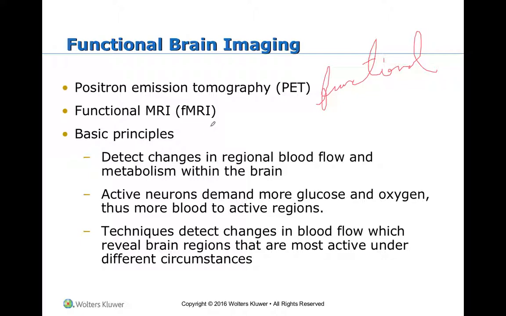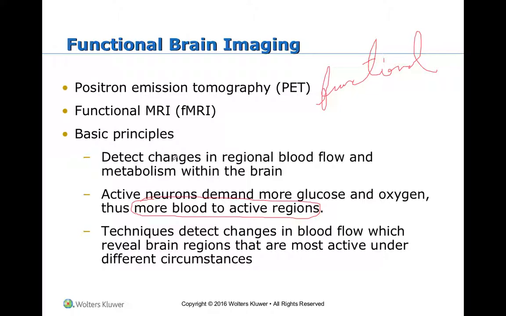So the basic principles of fMRI are that we're detecting changes in blood flow and metabolism. If you think about what your neurons and brain cells need in order to survive, they need glucose and oxygen, which is found in the blood. So more active neurons demand more glucose and oxygen. Thus, more blood needs to flow to active regions of the brain when doing a particular task.